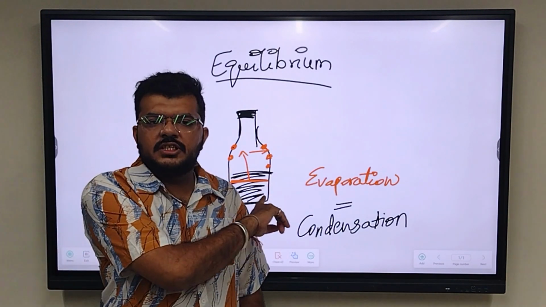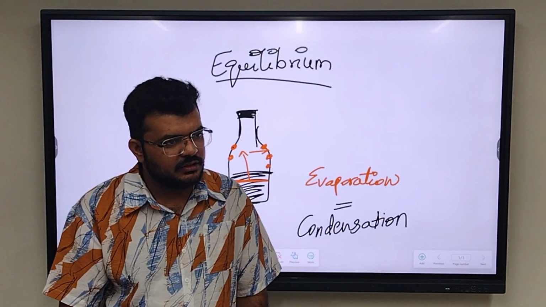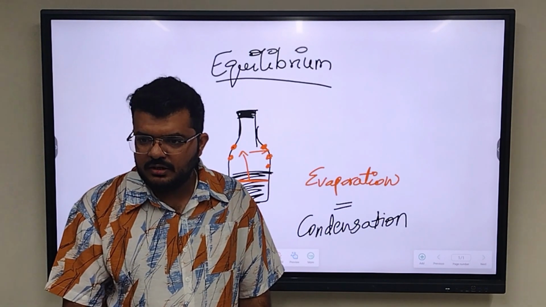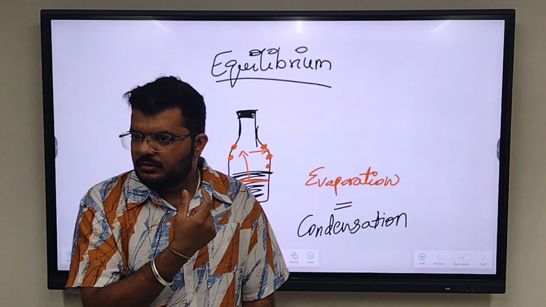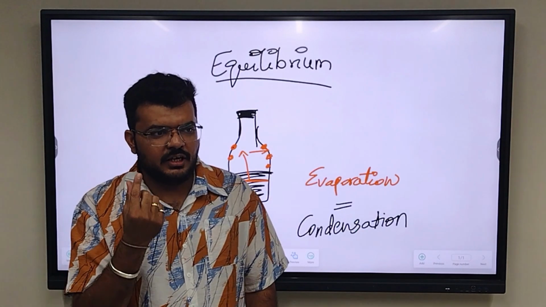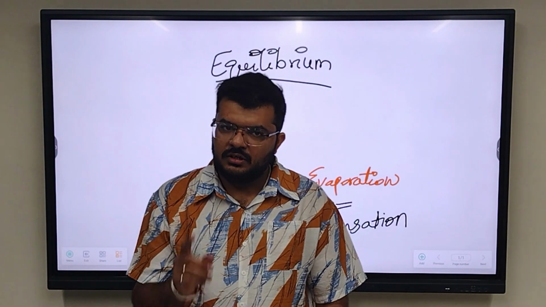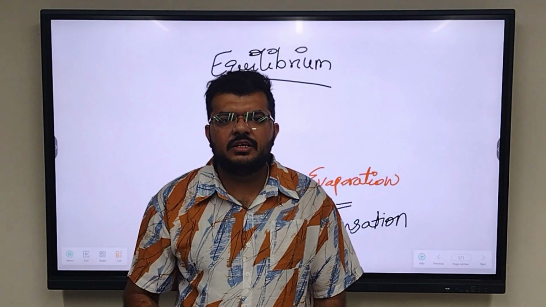We have discussed physical change. Chemical reaction we have not discussed yet, we will do that now. Equilibrium is established when the rate of forward reaction is equal to the rate of reverse reaction, such that. So this is the first condition, that the rate of forward reaction should be equal to the rate of reverse reaction. The second condition is this.